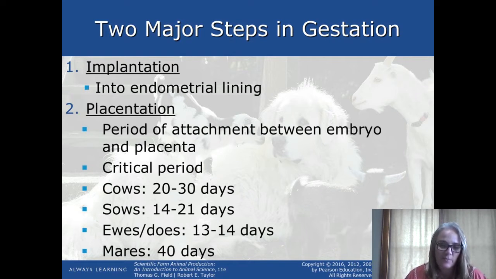It's a really critical period, and so when we look at the production of animals, we typically try not to move the animals or cause undue stress during this time, or oftentimes the pregnancy won't be viable. For cows, that is about the first 20 or 30 days. You can see on the slide sows 14 to 21, and then the ewes and does are just under 15 days, and mares it's about 40 days.